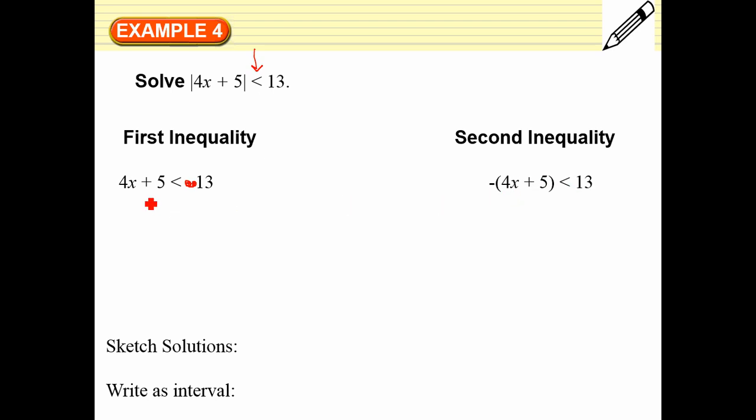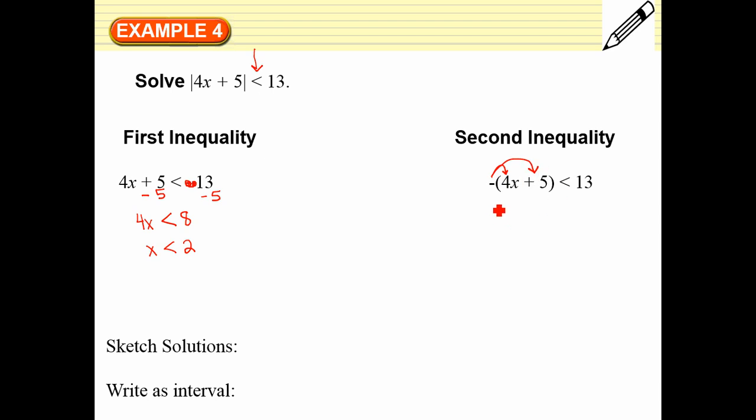So now if we solve each one separately, we're going to go ahead and do that. We'd have 4x, 13 minus 5 is 8, x less than or equal to 2. And the other side, if you would like to distribute that negative sign, you could divide it off as well.